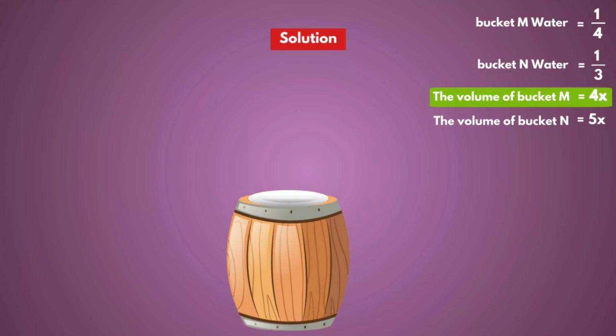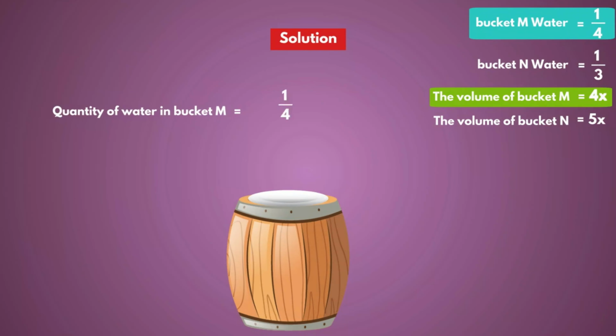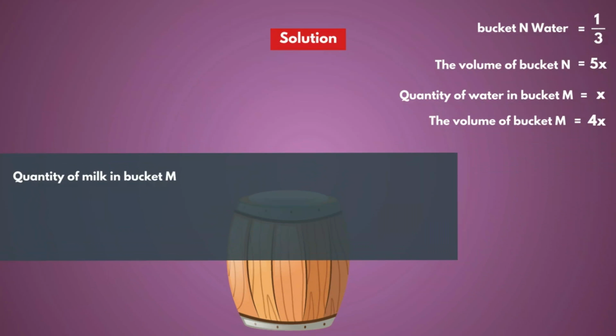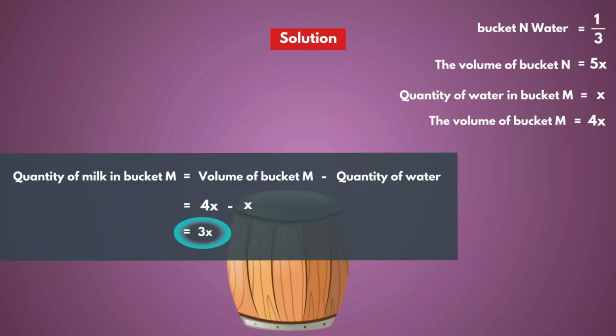Here we know the volume of bucket M is 4x and it contains 1/4 of water. So here the quantity of water in bucket M is 1/4 into 4x, that is x. Now the quantity of milk in bucket M is equal to volume of bucket M minus the quantity of water. That is 4x minus x is equal to 3x. So the quantity of milk is 3x.